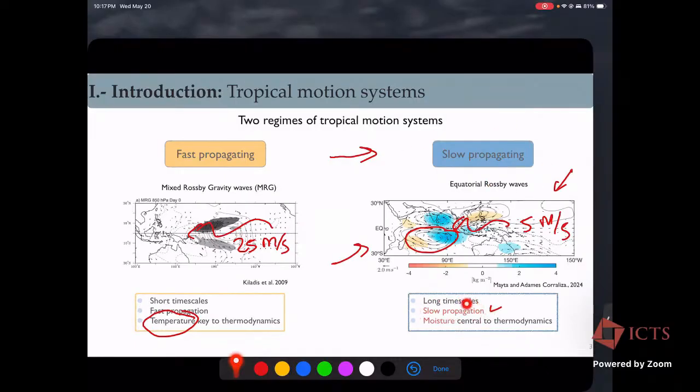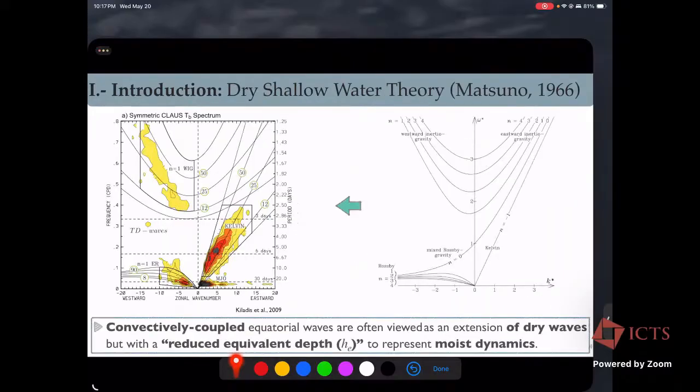The first one, the slow propagation, and the other one, moisture playing a central role in the thermodynamics of this disturbance. So why did I mention that? Because convectively coupled equatorial waves, as we showed previously, are often viewed as the extension of the dry waves with a reduced equivalent depth to represent moist convection. So the question is whether this theory accounts for all disturbances observed in the tropical region. And maybe the answer is no.